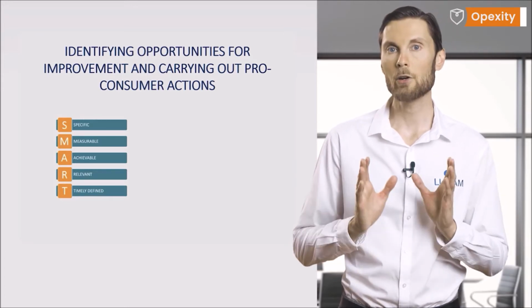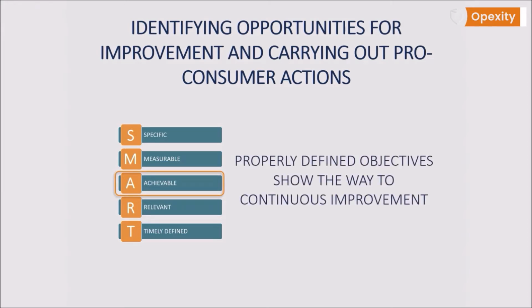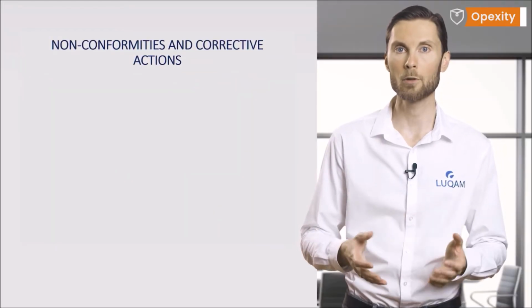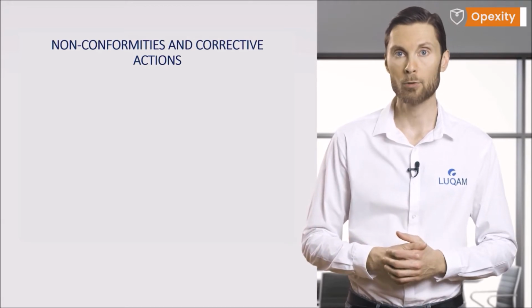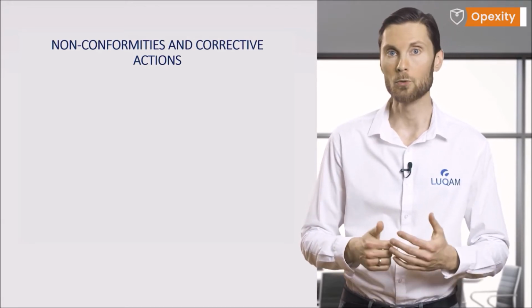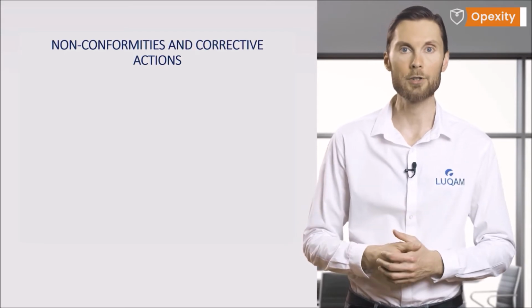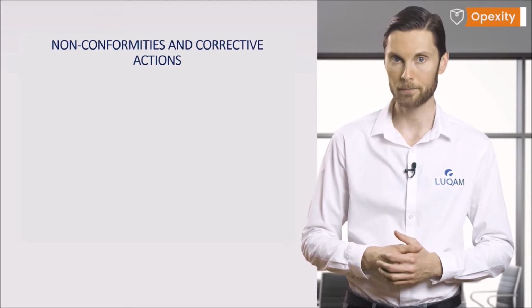Again, I must stress how important this is, also for improving the organization. Ambitious, well-defined objectives, which are consistent with the strategy, show the organization the way to continuous improvement. Further requirements relate to non-conformities and corrective actions. The organization is required to react appropriately to non-conformities, to assess the need for actions to be taken to eliminate the cause of the non-compliance, and to review the effectiveness of the actions undertaken.